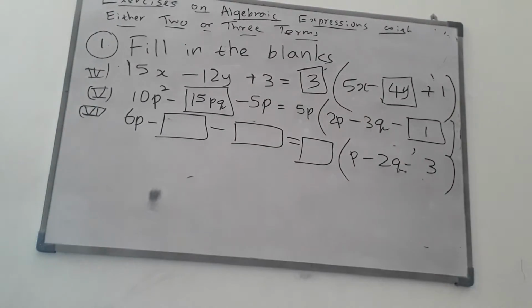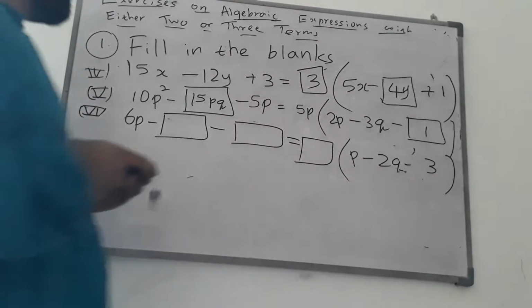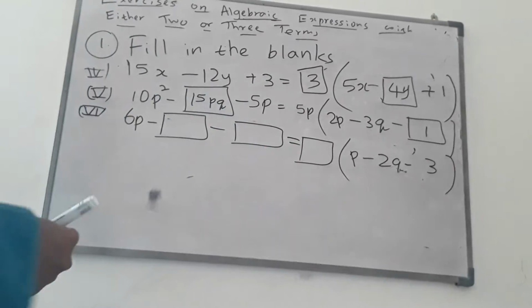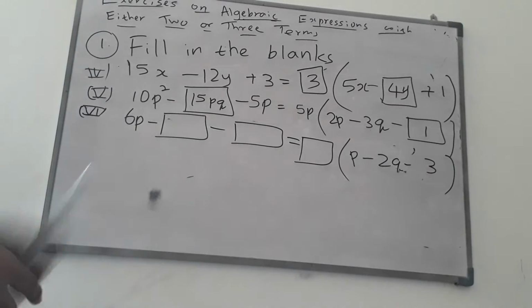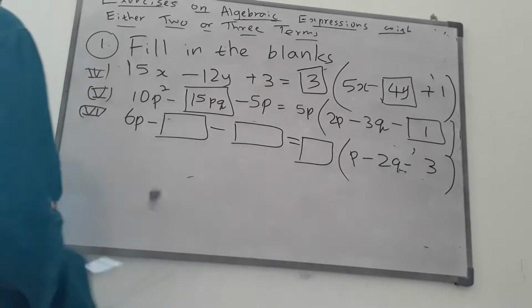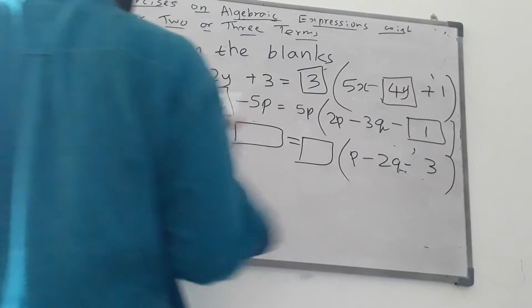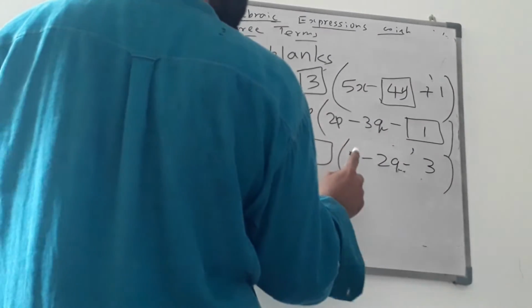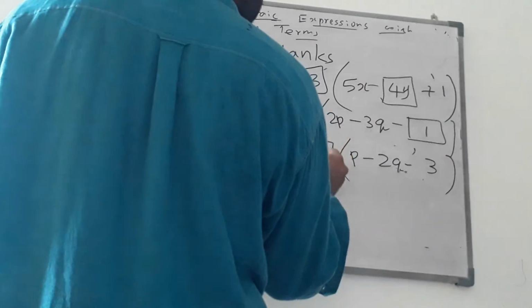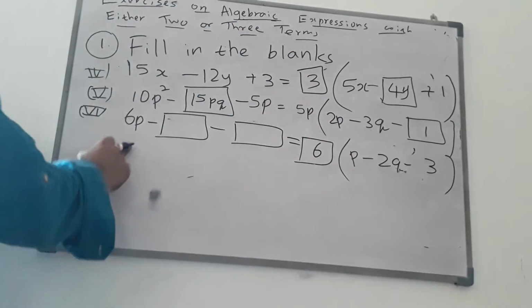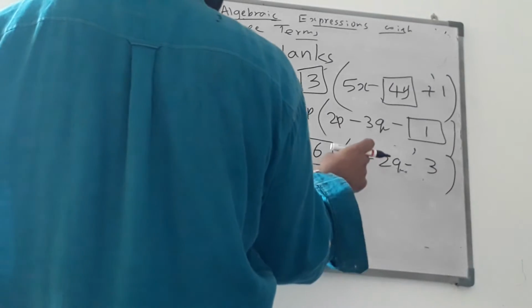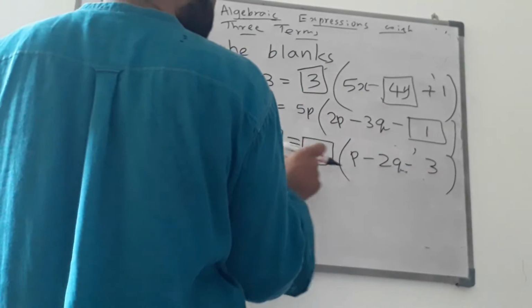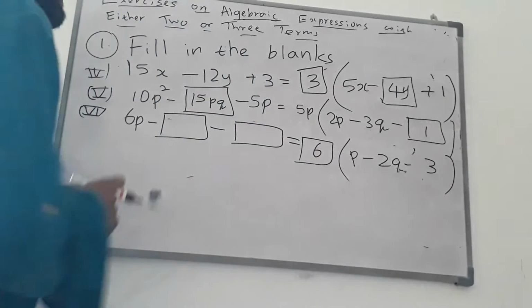Okay. First we have to find the highest common factor, because we don't know it. The first term is 6p. Within the brackets there is p here. Outside the bracket it is 6p. So to get 6p we have to multiply p by 6. So the highest common factor here is 6. p times 6 is 6p. So 6 must be here.